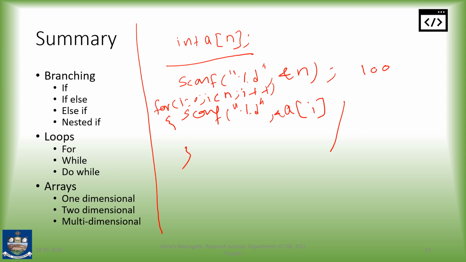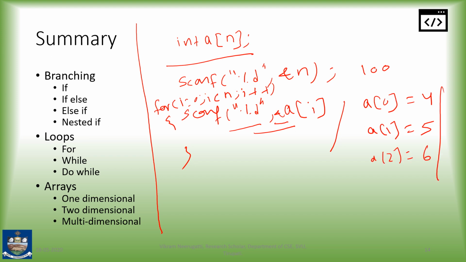First, i value is what? 0. So a[0], with the help of scanf I can initialize as 4. Then again iterating, i value will become 1. a[1] I can give value as 5. Again a[2] I can give value as 6. Like this you can take the input values.